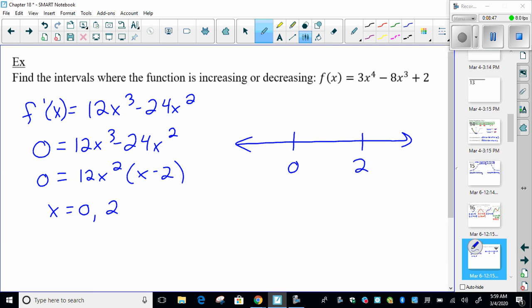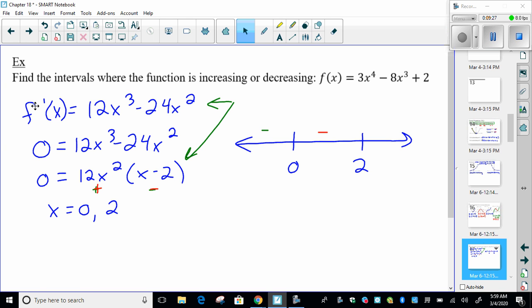So into my function, I'm going to plug in a number that's less than 0, that's between 0 and 2, and that's bigger than 2. It's typically easier to put it into the factored form because then you can just look at positives and negatives. If I put a negative 1 in, this is positive, and if I put a negative 1 into the x minus 2, that's negative. So that's going to be negative. If I put a value between 0 and 2 in, like 1, this is positive, and if I put in 1 here, it's negative. So this is negative as well.